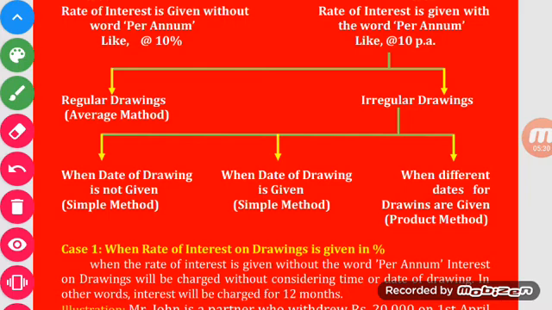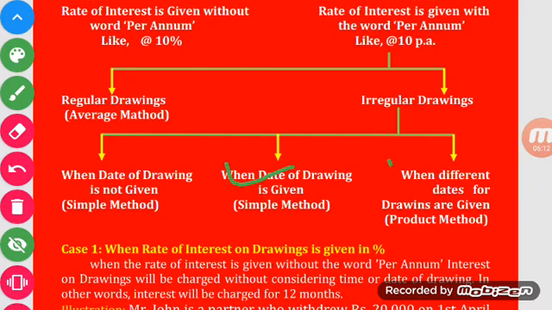In such a situation, interest for an average of 6 months will be calculated as per the simple method. Is it clear? The second point: when the date of drawing is given clearly in the question, in such a situation the simple method will be utilized, and interest on drawings will be calculated for the relevant time period for which the amount is used by the partner.